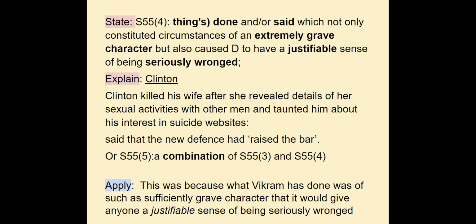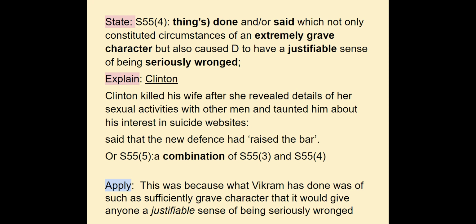Section 55(4), things said or done which not only constitute circumstances of an extremely grave character, but give the defendant a justifiable sense of being seriously wronged. Yes, it's wordy. Yes, you need all those words. As seen in the case of Clinton, the behaviour of Clinton's wife illustrated how serious those things said or done had to be. Clinton's wife teased him about a variety of really unpleasant things, including his sexual prowess, and that he wasn't, quote unquote, brave enough to kill himself, and he killed her as a result. That's how horrible the things said or done have to be.